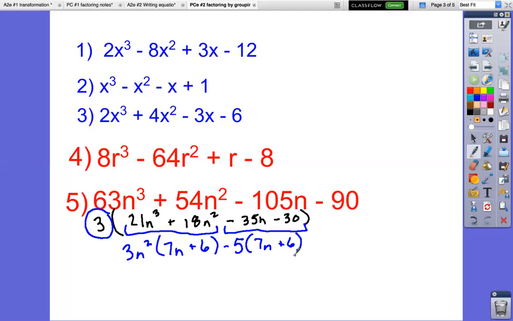Now we're ready to put it all together, and notice I circled the GCF. That's a reminder to myself that that's still part of the answer. So my entire answer, that 3, I'm going to drop right here. Let's group the GCFs together.